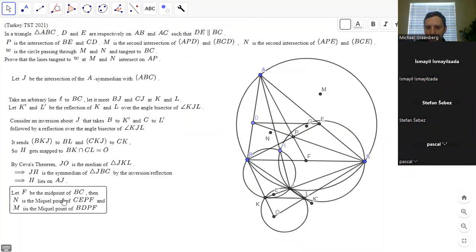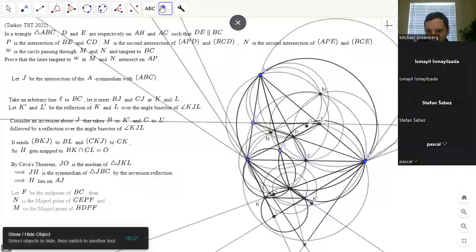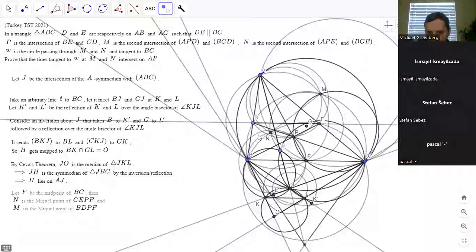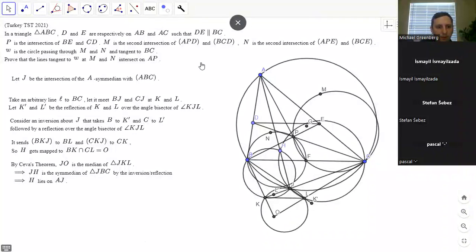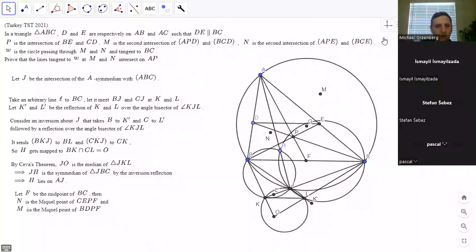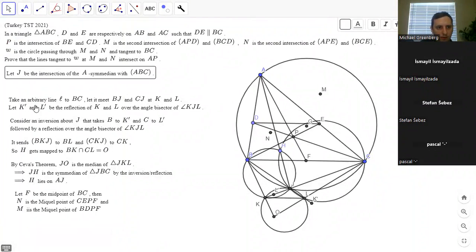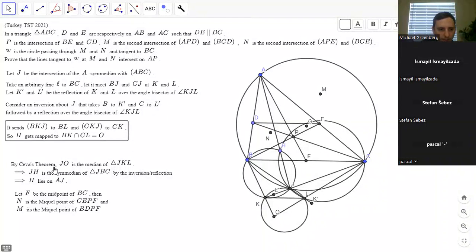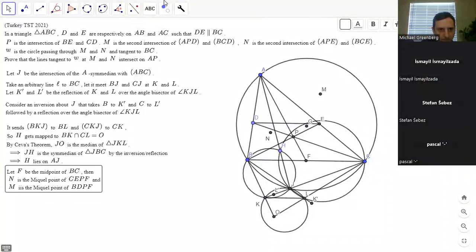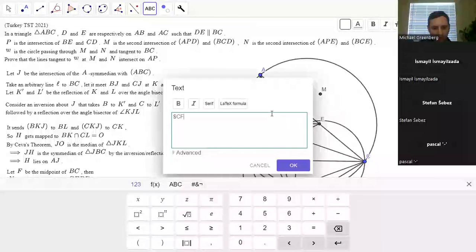So basically CPFM and BPFN are cyclic. And so is ABFM and C. Oh, did I just accidentally erase? Yeah. So this means that we have a bunch of circles. So CFPM and BFPN. CFPM. BFPN. And then we have two other circles that would be cyclic.